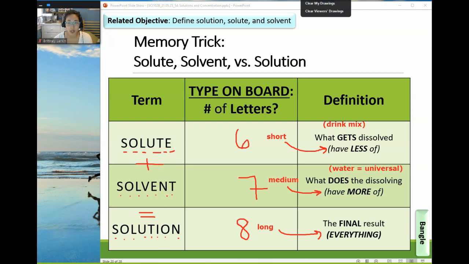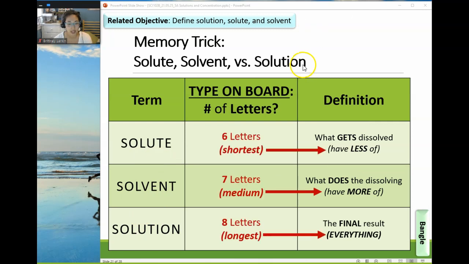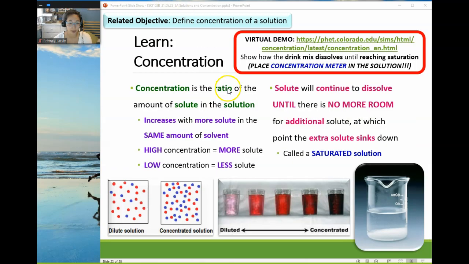So this is a really good memory trick. Make sure you keep this in mind. It will help you be successful here. Shortest word is what you have less of. Medium word is what you have more of. Longest word is the final result.